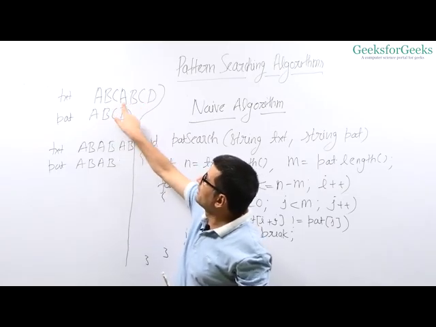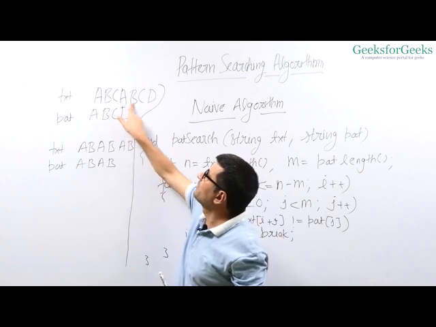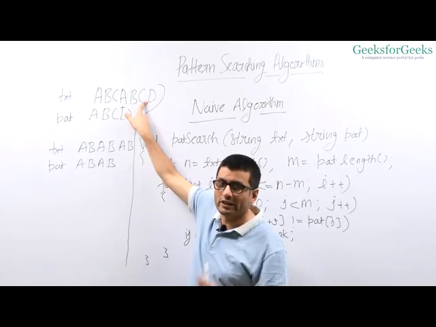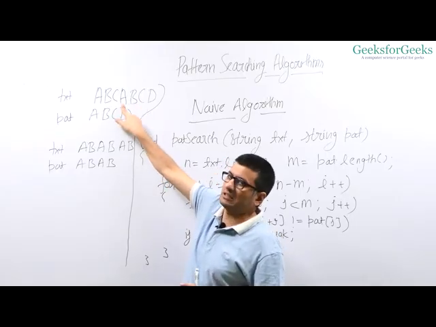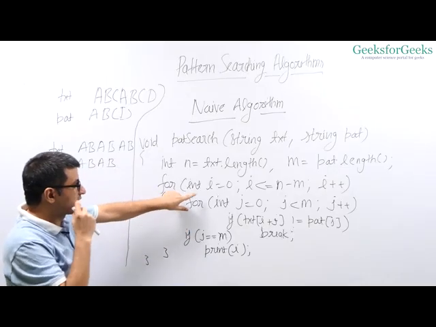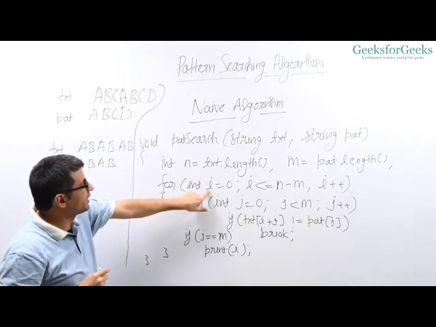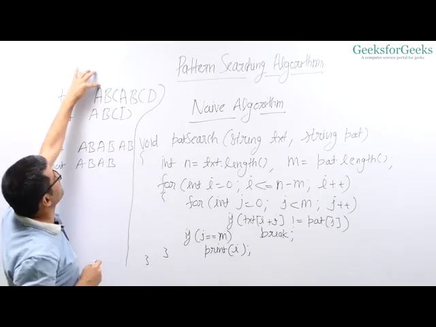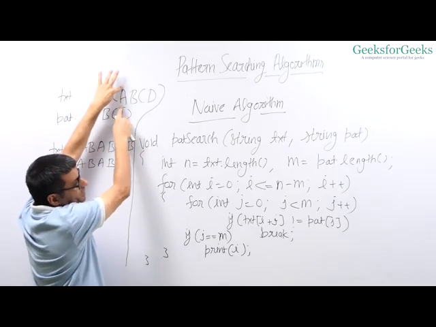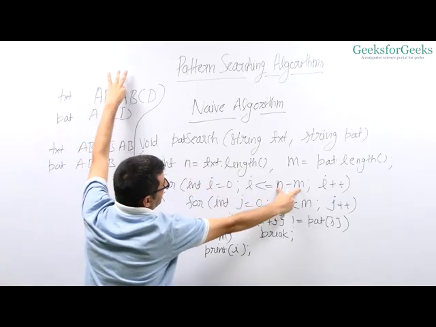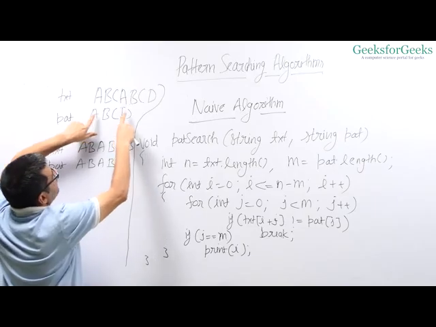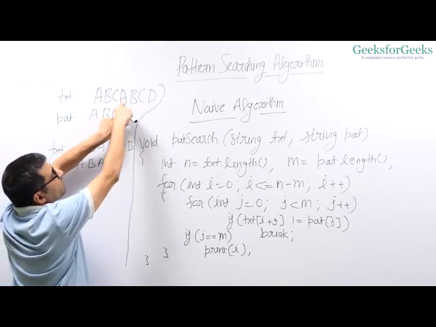I compare A with A, matching. I move ahead. B with B matching. C with C matching. D with D matching. I found all the characters matching. So I print this index. Right? So if you take a look at this implementation, this is the starting position of the window in the text. We start from this position. Then we move all the positions till this position. That is why we run a loop till n minus m, right? Till this position. M is 4 and n is 7, right? So we run this loop till index 3.